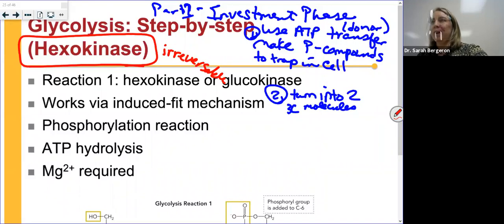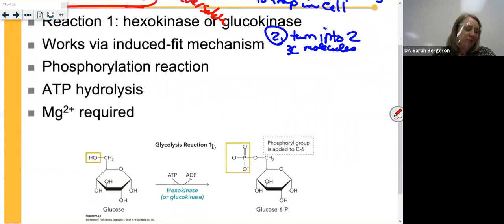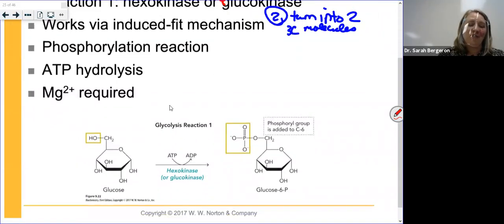What does your pancreas regulate in terms of sugar? Insulin. So I'm going to show you in a minute why that's really important and why glucokinase isn't quite exactly like hexokinase. All right, so this works in an induced fit mechanism, right? And your book goes into way more detail on exactly how those enzyme kinetics work. You don't have to go quite that deep. All right, so this is a phosphorylation reaction.